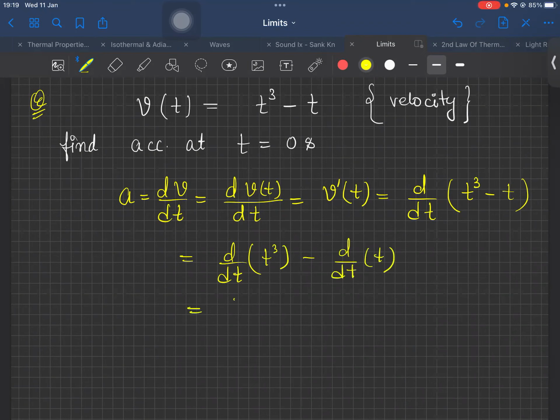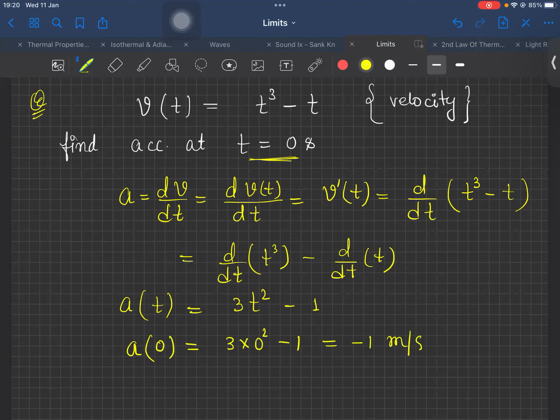So this will be 3t square minus 1, right? Yes, sir. Acceleration is a function of time also, right? We can see that. Now you have to find acceleration at time t is equal to 0 second. So initial acceleration, at t = 0, will be equal to what? 3 into 0 square minus 1, that is equal to minus 1 meter per second square.